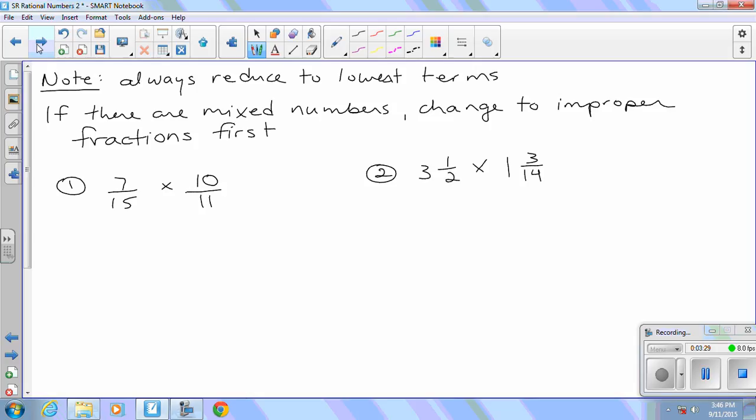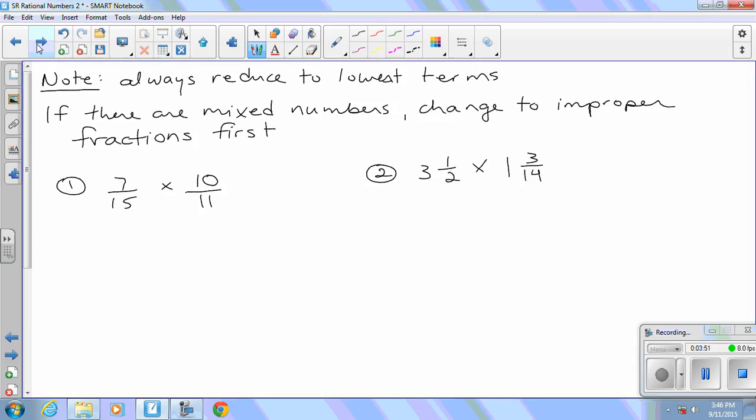So if you want to give these two a try, you can press pause and give them a try, or even just change the two mixed numbers over to improper fractions, and then press play and we'll take them up.